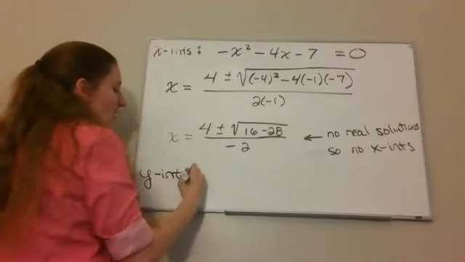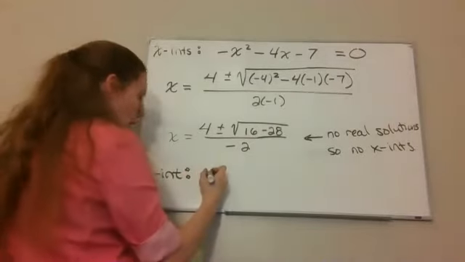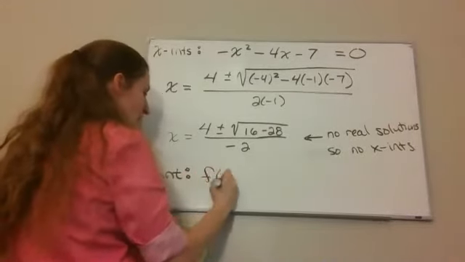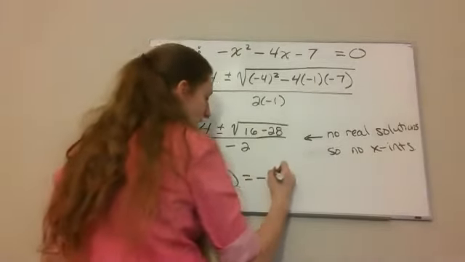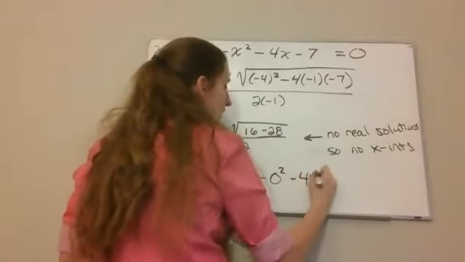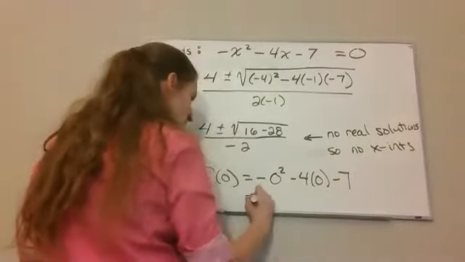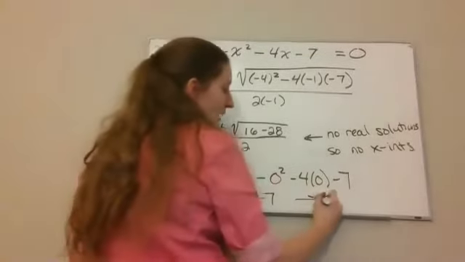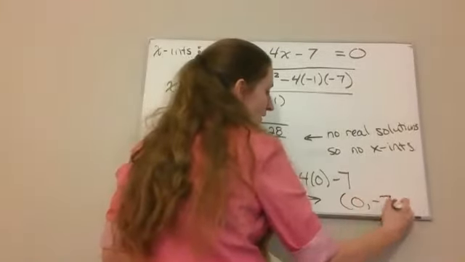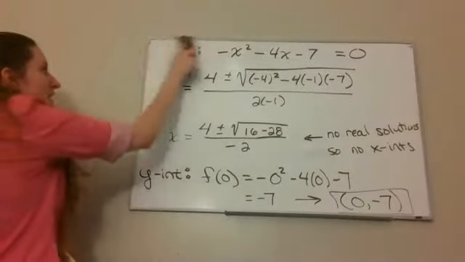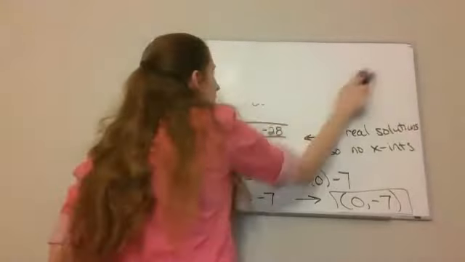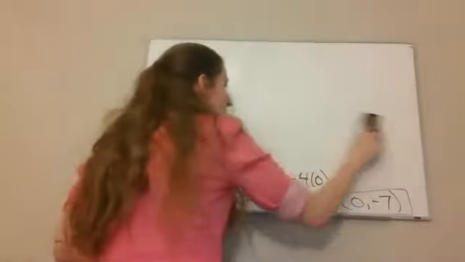Now to find our y-intercept, remember our y-intercept is just what happens when we plug a 0 into our function. So I get negative 0 squared minus 4 times 0 minus 7, which is negative 7. So my y-intercept is the point 0, negative 7. So if I'm going to sketch this using just my intercepts and that vertex, you might think that's not enough information, but it's enough to get a sketch.